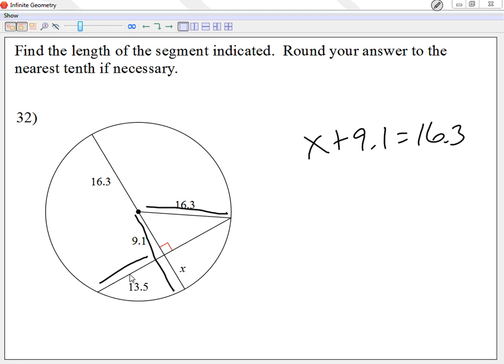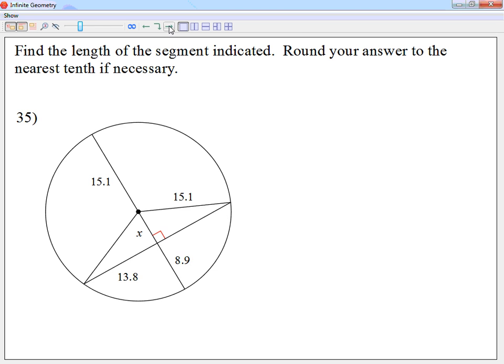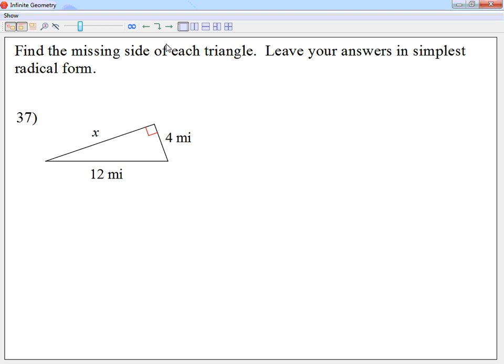You guys will have decimals on these. I know most of the time I avoided decimals, but these you guys can deal with. They're not that bad. Okay, so then, let me move into number 37.